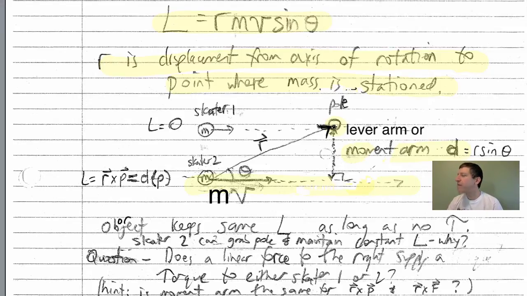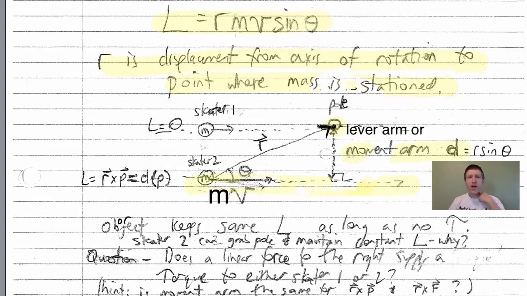Skater 1 has no angular momentum about this because the line of action of their momentum vector goes right through the axis of rotation. They will hit that pole and just stop. They will not be able to spin around it. This skater, by contrast, will grab onto the pole and they will be able to continue around it because they are maintaining their angular momentum. They have angular momentum of magnitude r cross mv. There's their mv vector. R cross p is the angular momentum.